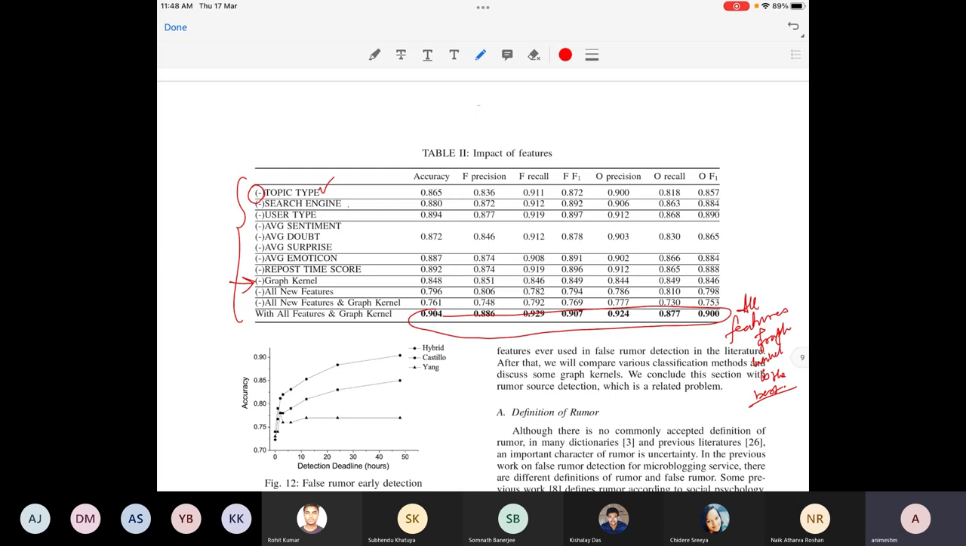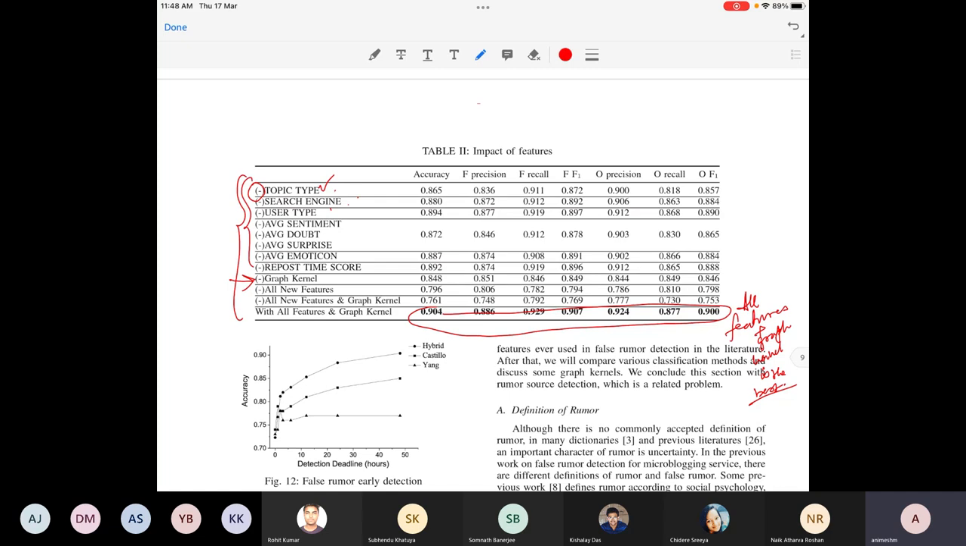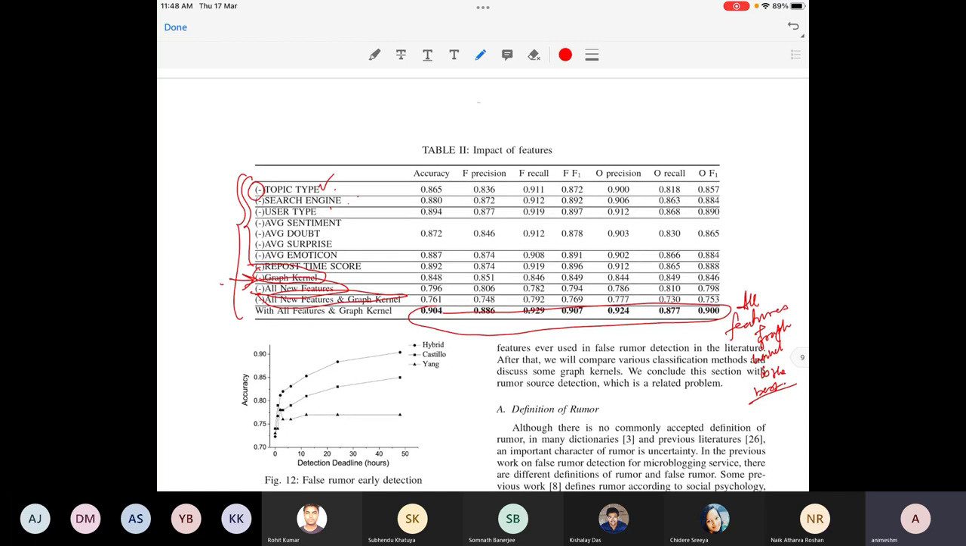So if you remove topic type, search engine, user type, any one of these, these are all single type features. All new features is a mixture of features. All new features and graph kernel are mixtures of features, but graph kernel you can consider to be a single type feature. So dropping the graph kernel alone actually causes the largest drop in the accuracy, which shows the importance of the use of graph kernels. That is one thing that the authors tried to stress using this ablation study.